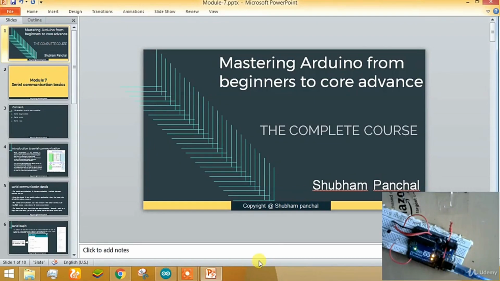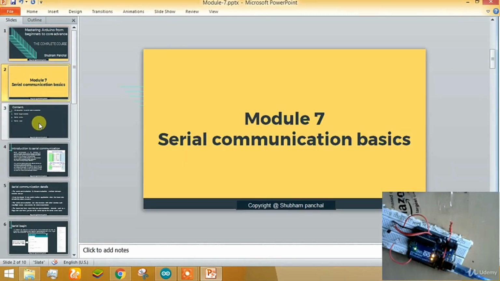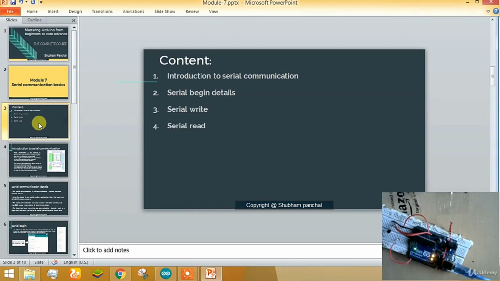In this section we have entered module 7, which is named Serial Communication Basics. And what are the contents here? You can see that the contents are as follows: Introduction to Serial Communication, Serial Begin Details, Serial Write and Serial Read. And we will be talking about all these topics in the later videos.